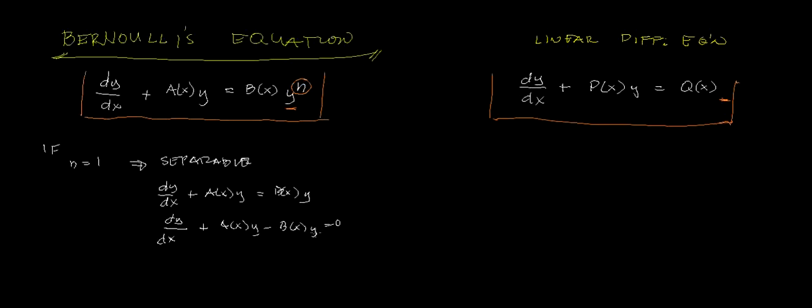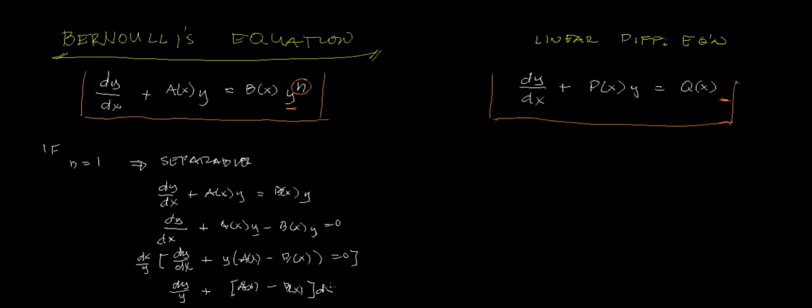And then if we simplify this, we can factor out y, and then we have a of x minus b of x is equal to 0. Then we can multiply by dx all over y so that it will now become separable. So all in all, we have dy all over y plus a of x minus b of x dx is equal to 0. Then as you can see, if our n is equal to 1, the equation will become separable.